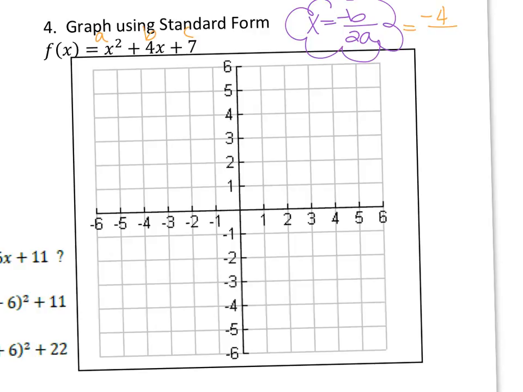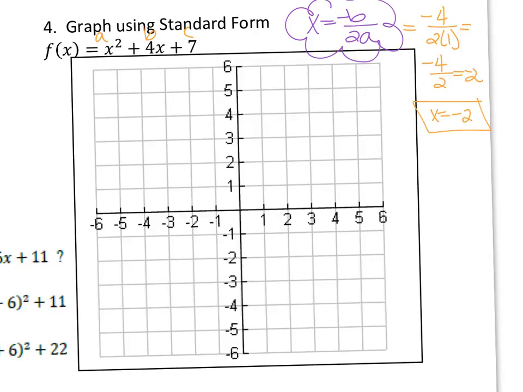So I have negative 4 over 2 times 1, which equals negative 4 over 2, which equals negative 2. So I know that my x equals negative 2. If I have my x value, I certainly can find my y value. How do I find my y value? Well, I plug it in.